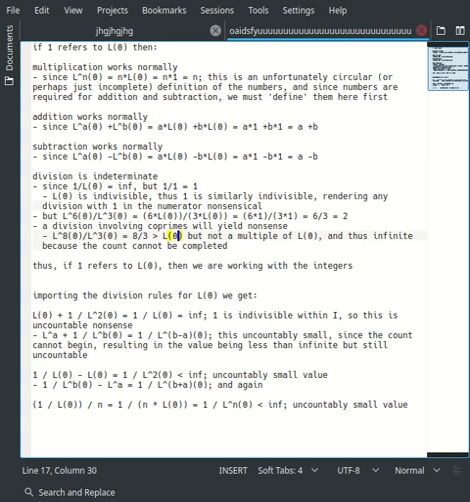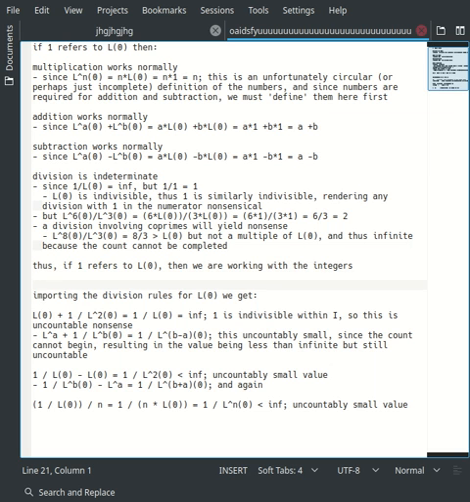It's larger than our unit, 1, but not a multiple of L naught, and thus it's infinite, because the count cannot be completed, because we can only count by L naught units, right? So if it's not a multiple of L naught, then we have a problem. We can't finish the count, which is what infinite means. It means you cannot finish counting it. So technically it is infinite, because we cannot get to the end of it. Thus, if 1 refers to L naught, we must be working with integers.